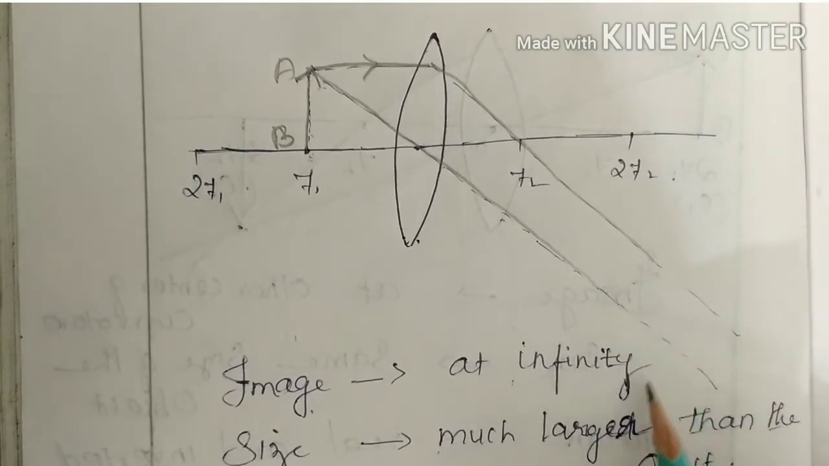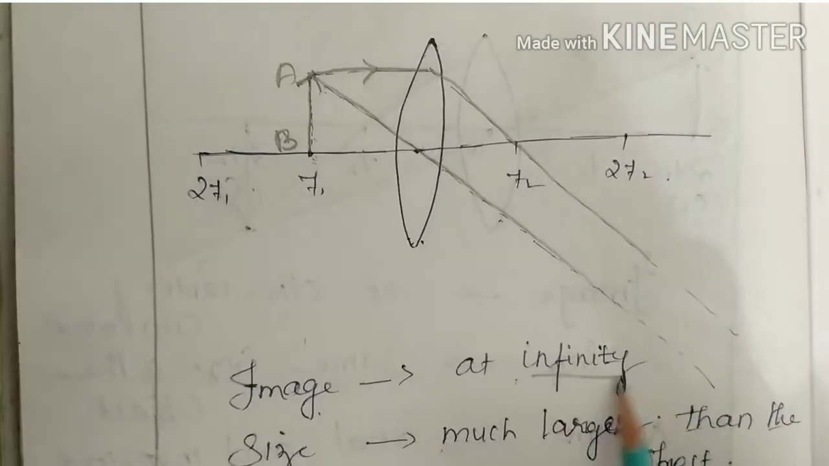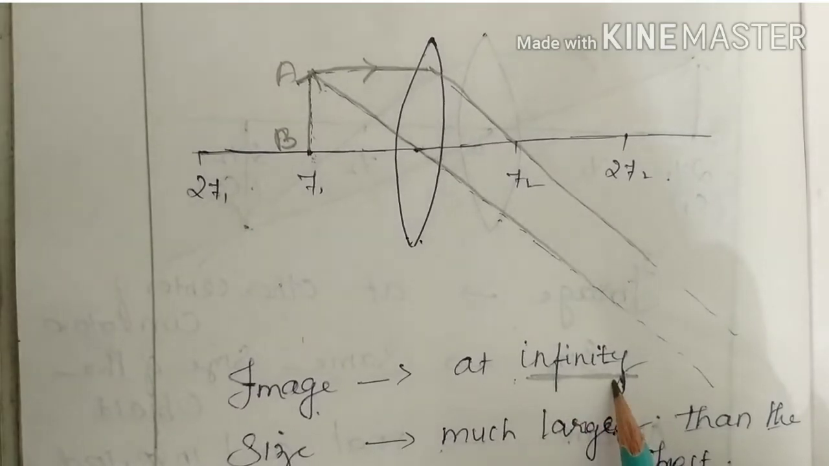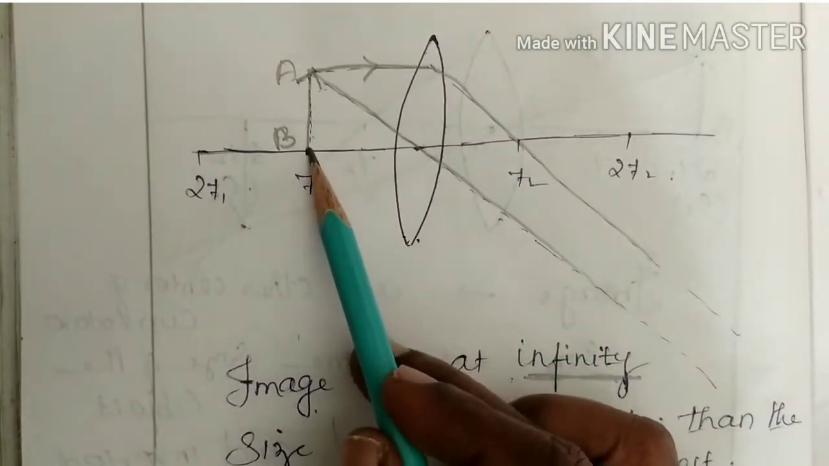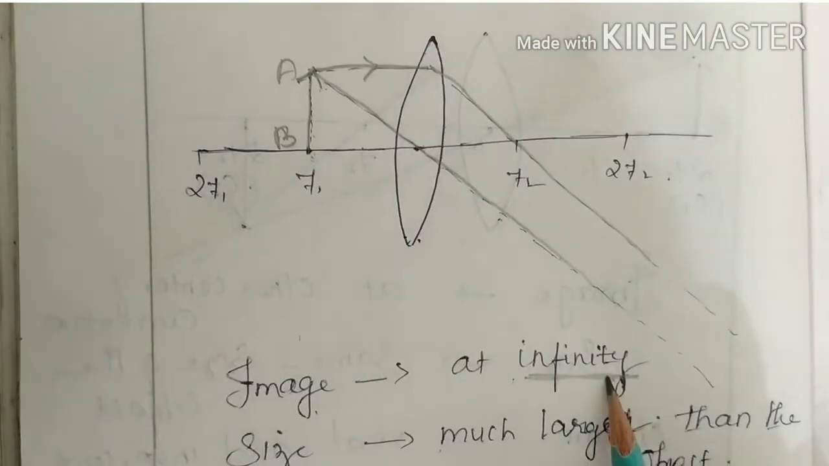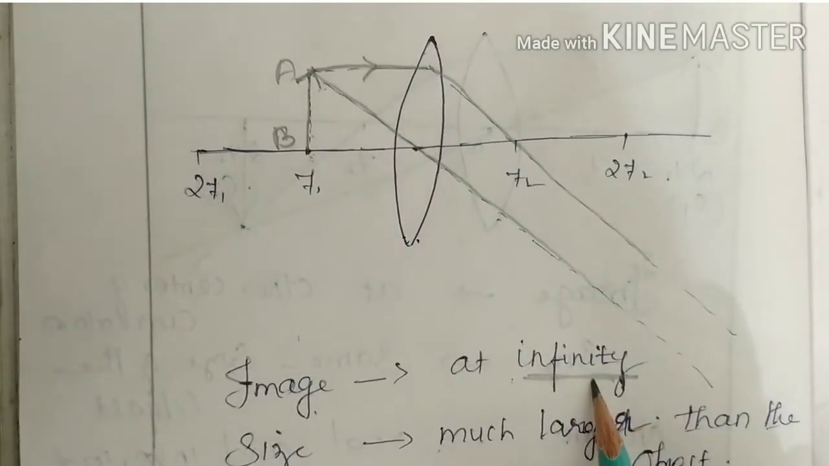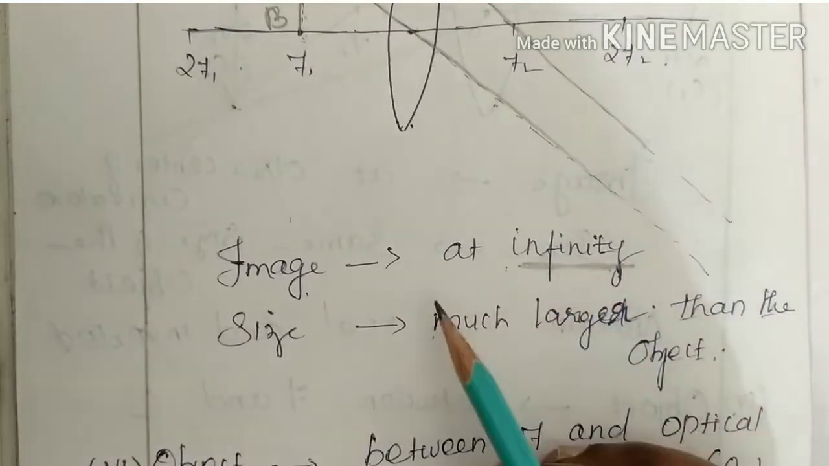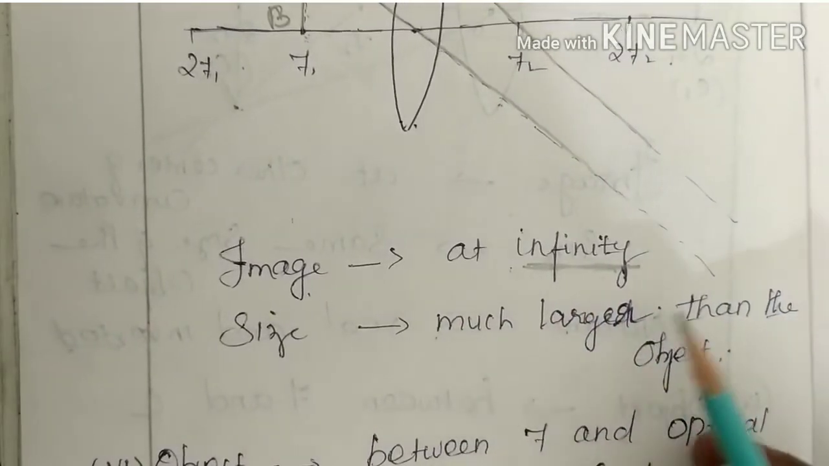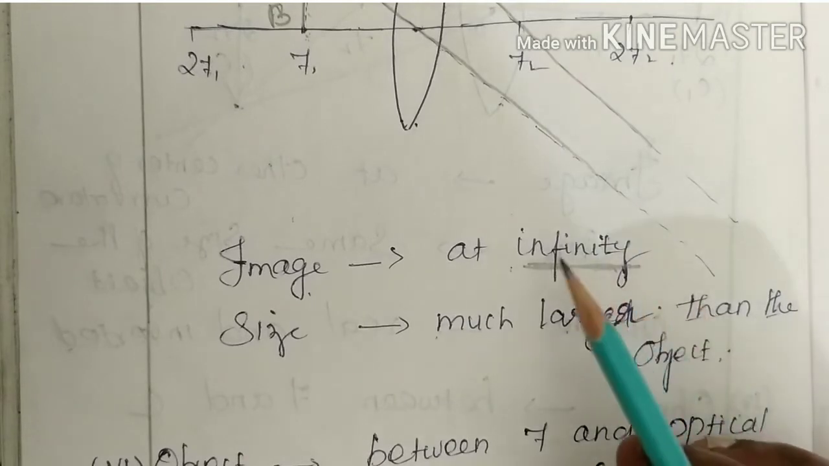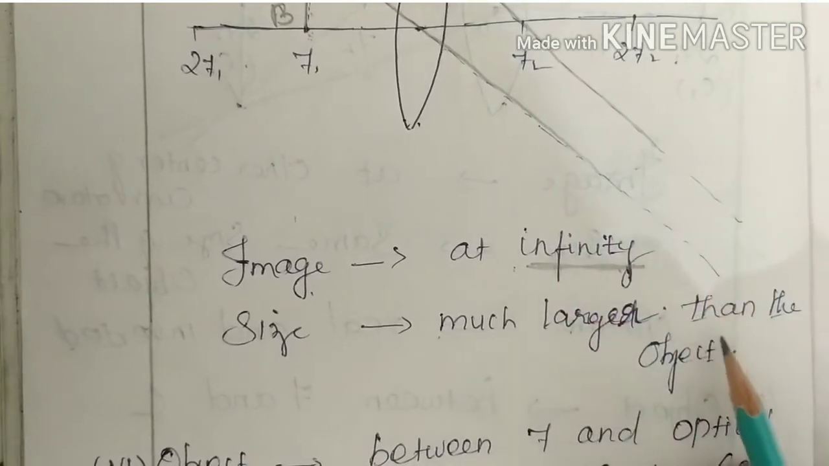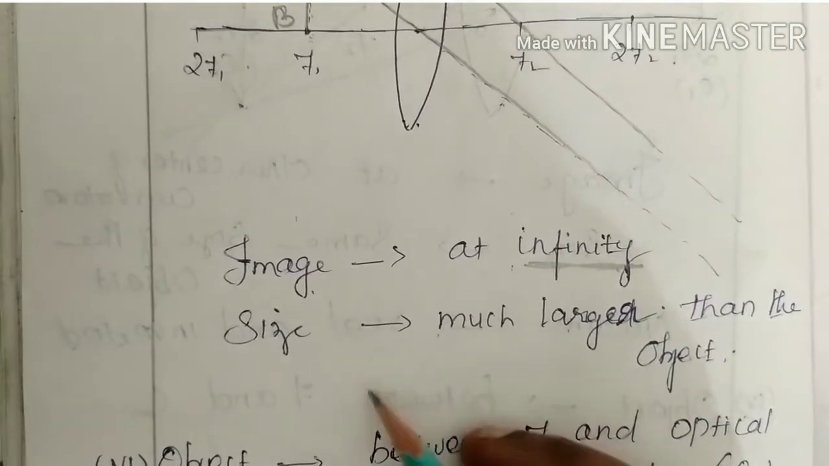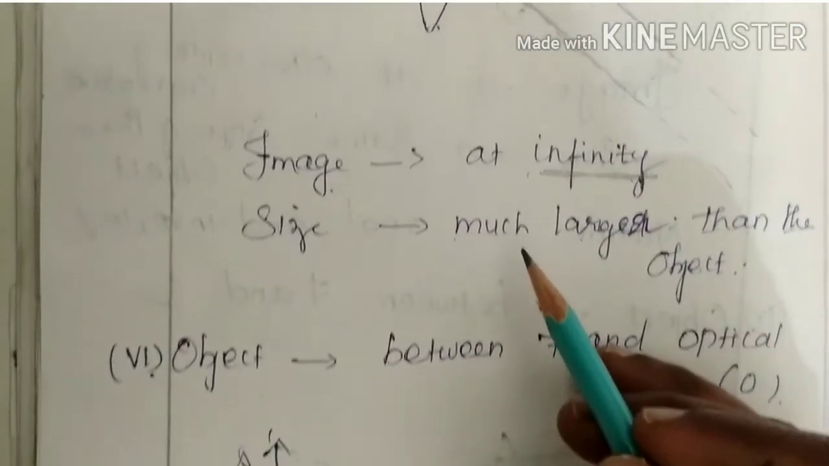So the image position will be at infinity. Where is the image formed? At infinity. So object position is at focus means the image position is at infinity. And if you look at the size, it will be much larger than the object. Comparing with the object, it is a very big size. And the nature of the image is the same, real and inverted.